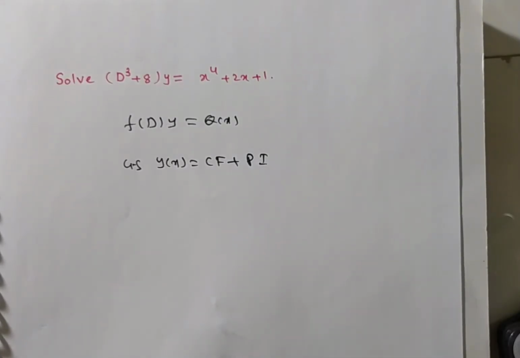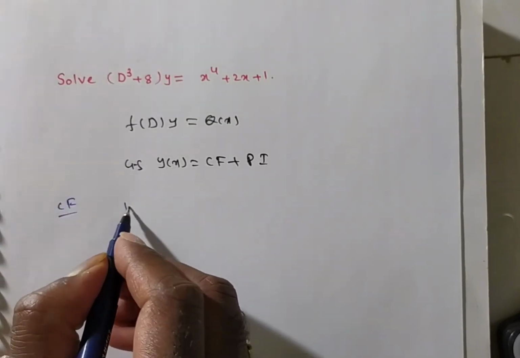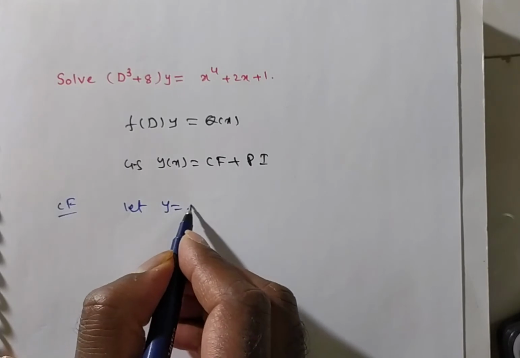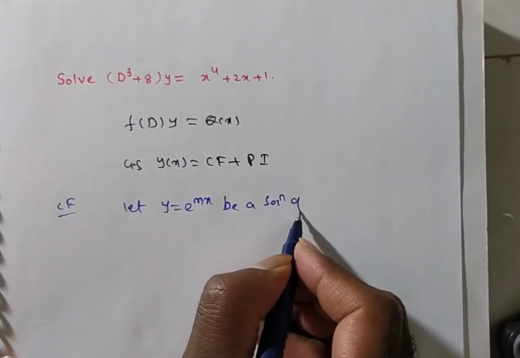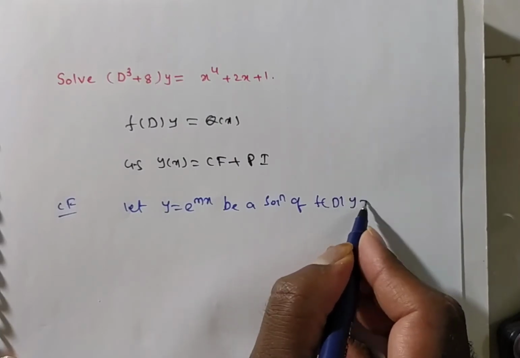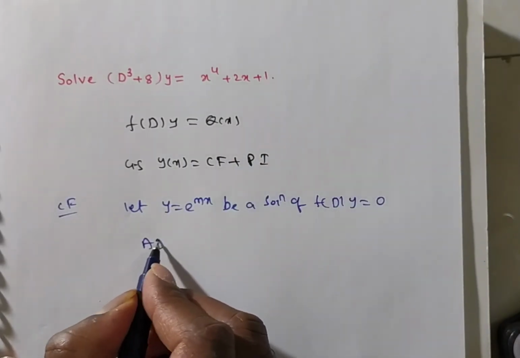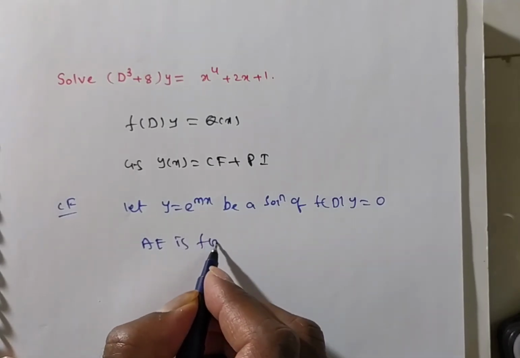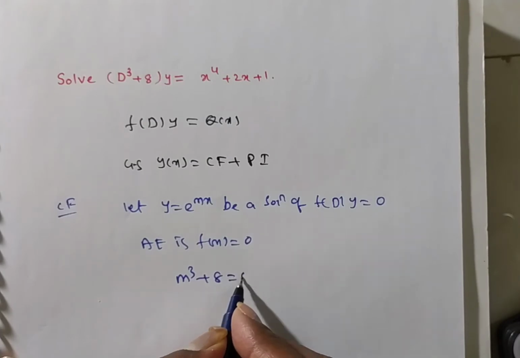Now we have to find the complementary function. To find the complementary function, we consider y = e^(mx) to be a solution of f(D)y = 0. The right side part you have to take as 0. Then the auxiliary equation is f(m) = 0, that is m³ + 8 = 0.